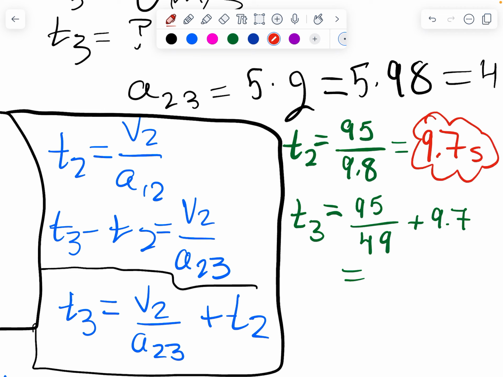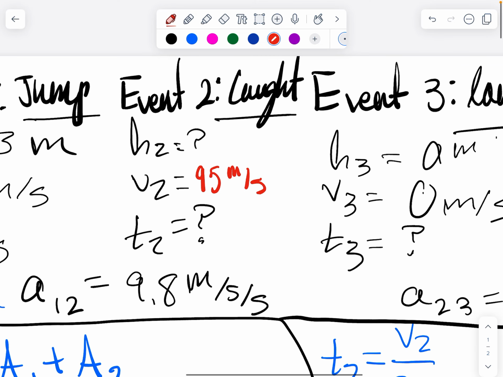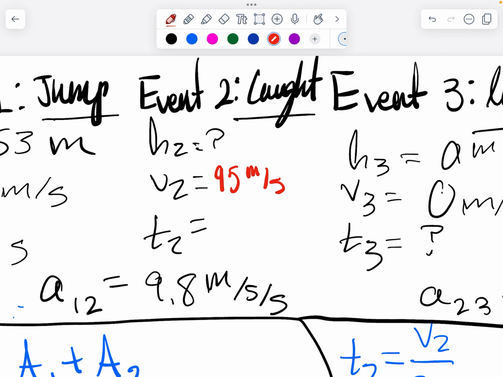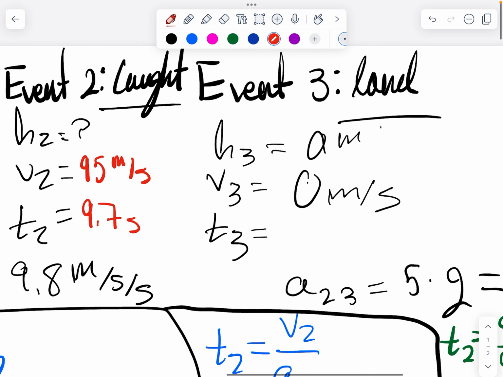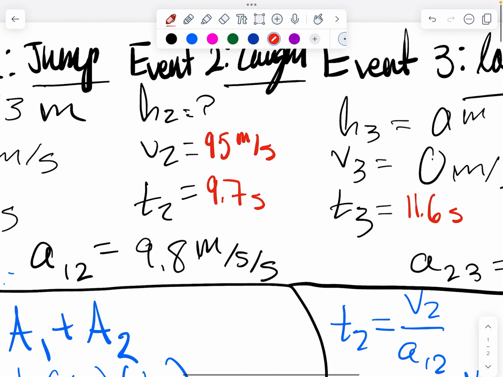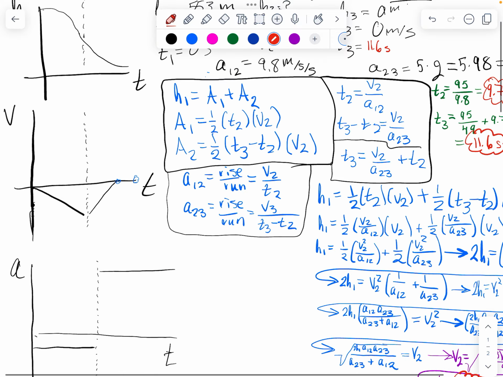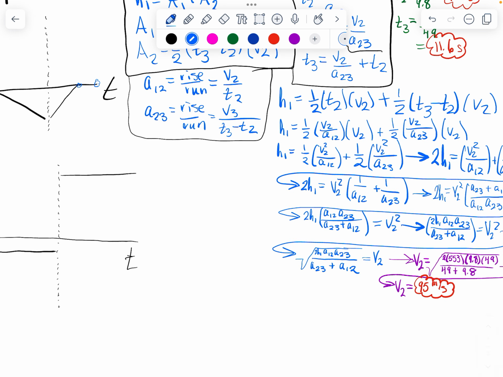We got T3 equals, what is it? Let me put that in the calculator. Oh, another decimal. Just round to 11.6 seconds. Awesome. Let's put these in. So we got T2 equals 9.7. Got T3, which equals 11.6 seconds. Awesome. So we got those. So what do we need left? Oh, well, only H2. All right, so how are we going to find H2? Well, let's think for a sec. I've got to think.